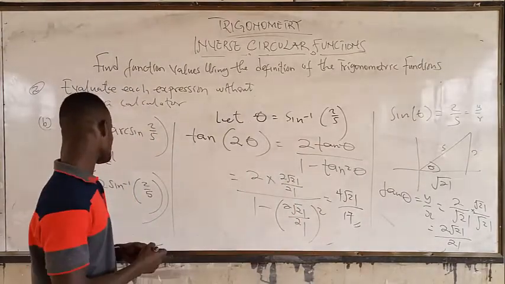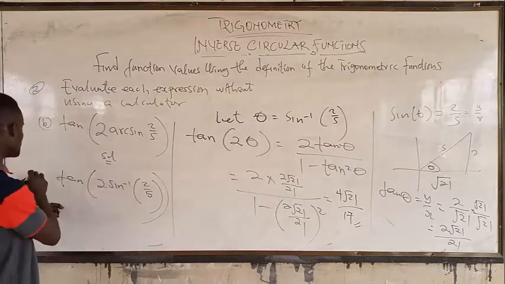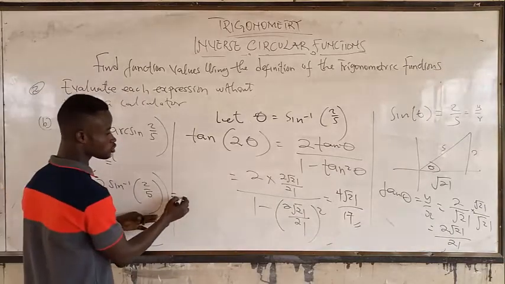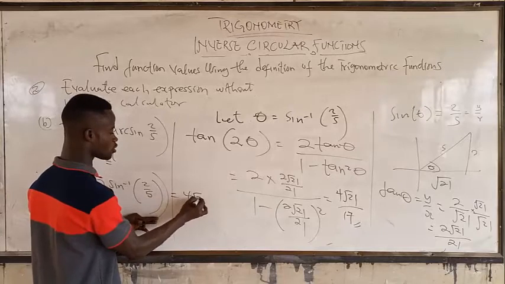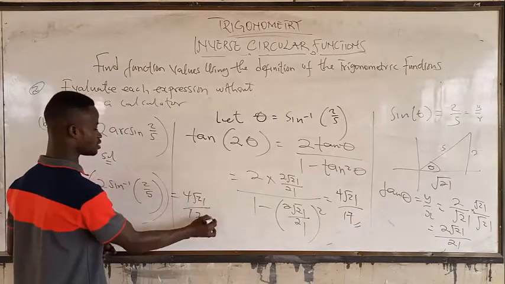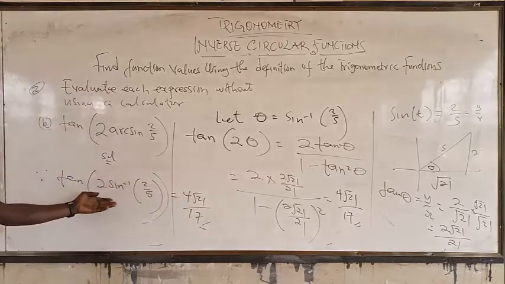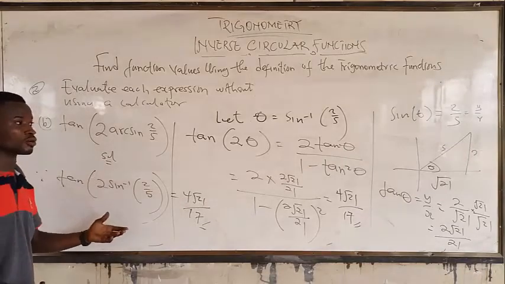Hope it's interesting. So you can therefore conclude that this is equal to 4 square root of 21 over 17. So this is a double angle.